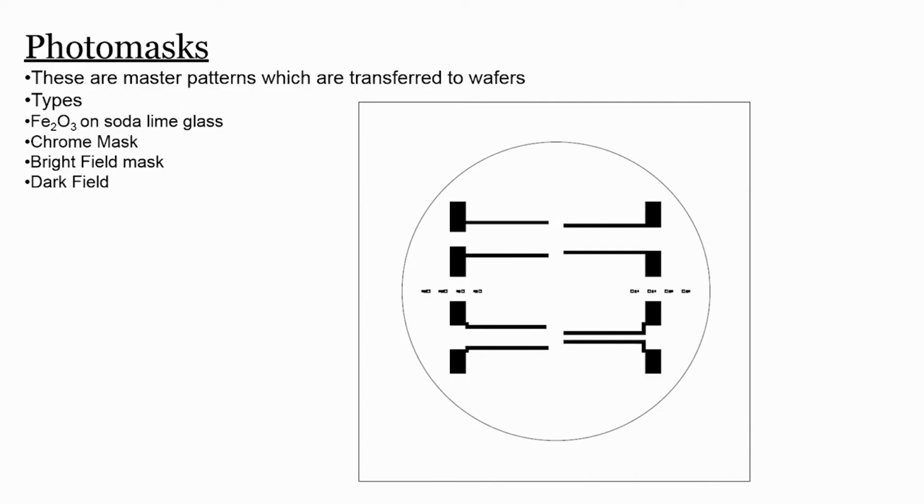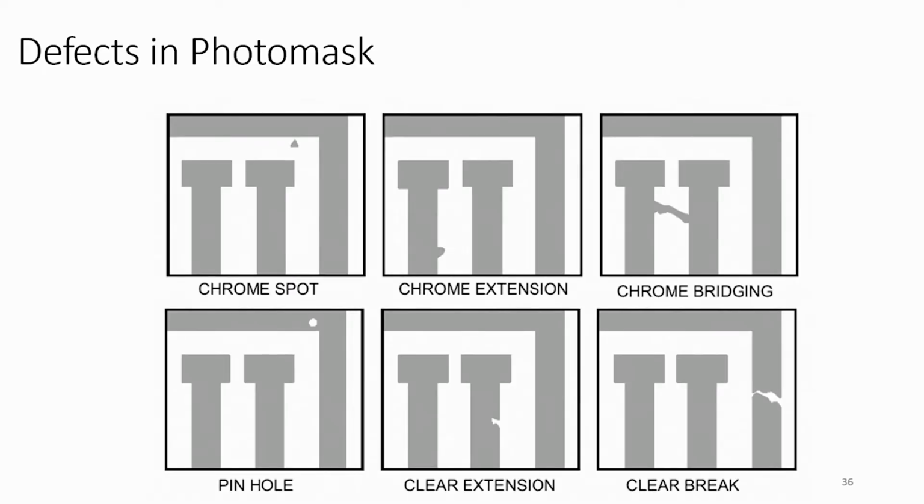on soda lime glass. It can be a chrome mask, it can be bright field and dark field, as you know. These are some of the defects that are generally observed in photo mask. One is a chrome spot. Now, why is it important?